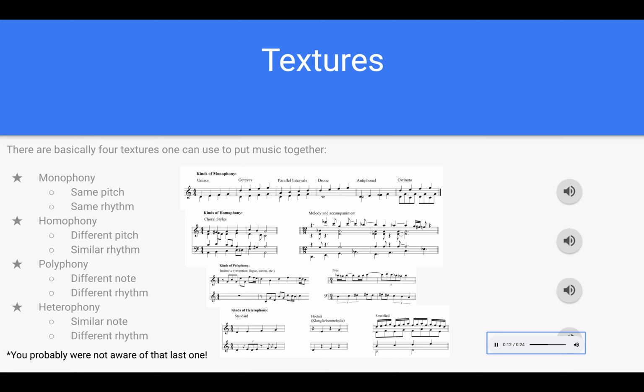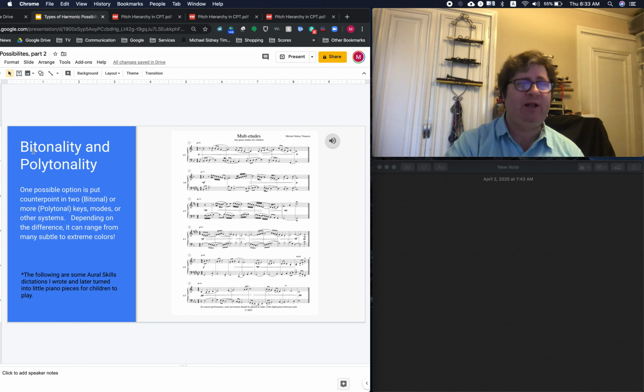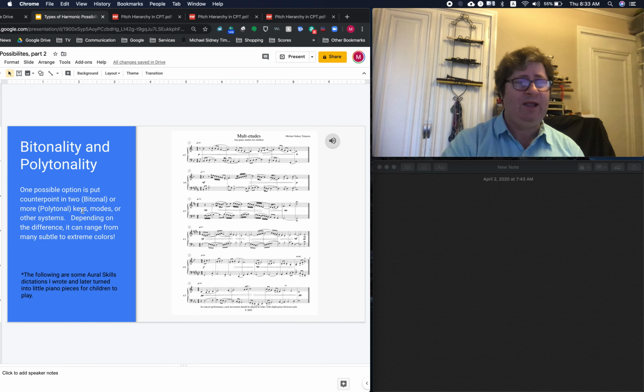One last thing to talk about, bitonality and polytonality. One possible option is to put counterpoint in two or more keys. So two keys would be bitonal, more keys polytonal. So in fact, polytonality can describe bitonality too. So you can have two or more keys, modes, or other systems like symmetrical scales. I mean, you could put two together. Depending on the difference, it can range from more subtle to extreme colors.